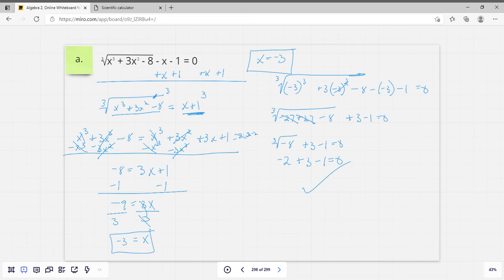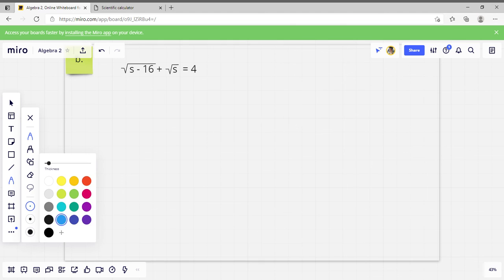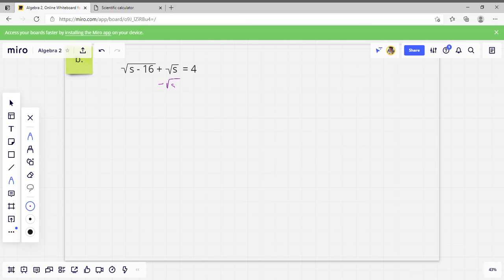Okay, and one more practice problem for this one. We've got the square root of s minus 16 plus the square root of s equals 4. First thing I'm going to do is move this over to the other side. And I'm going to get the square root of s minus 16 equals 4 minus the square root of s. I'm going to square that, and I'm going to square that. So I'm going to have s minus 16 equals, and to square this, I'm going to have 4 minus the square root of s times 4 minus the square root of s.